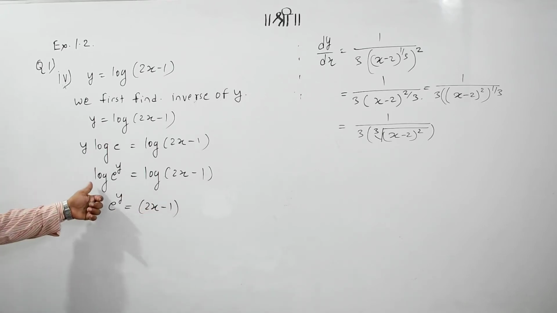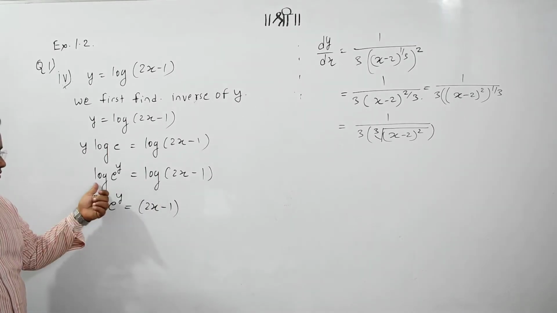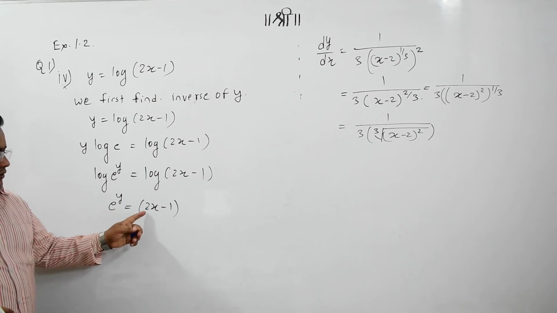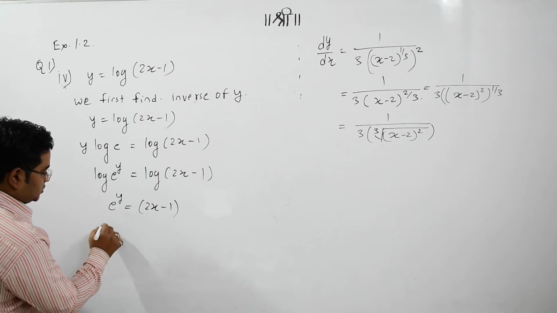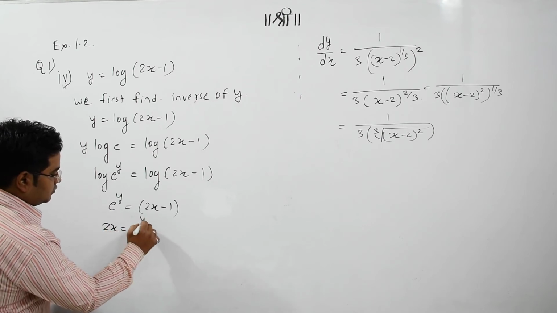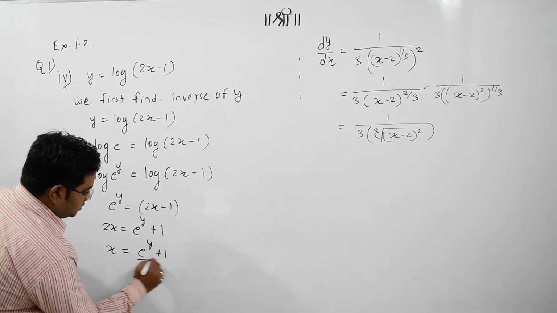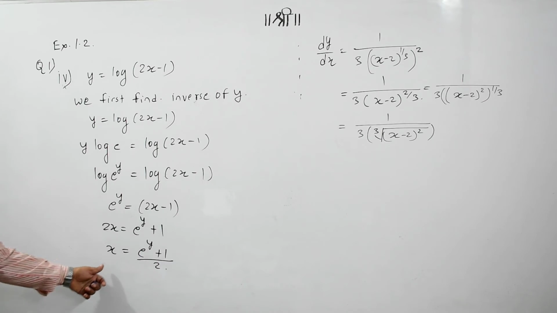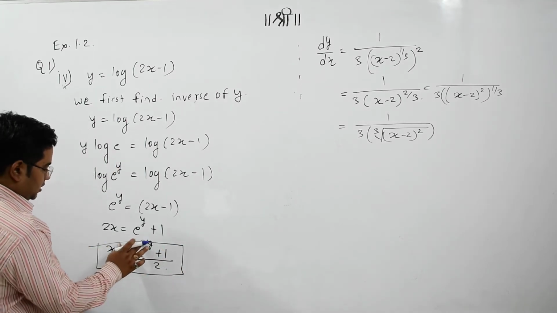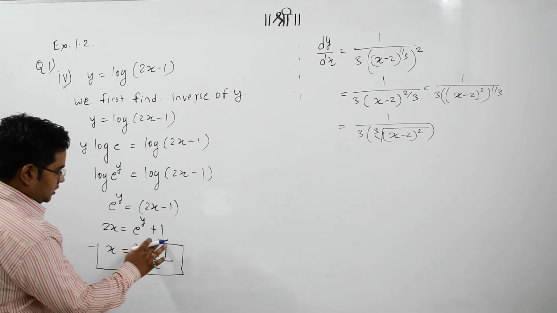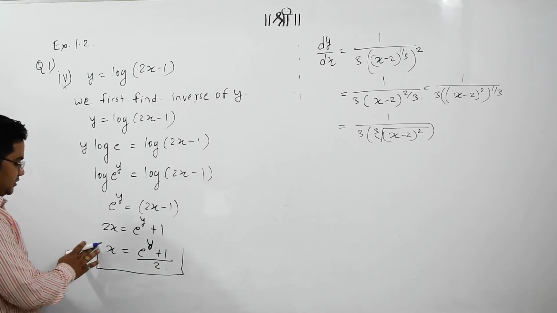Removing log on both sides, we focus on this particular point, we get e raised to y equal to 2x minus 1. Now next step: 2x is equal to e raised to y plus 1, and x is equal to e raised to y plus 1 divided by 2. Very interesting equation we got. Now you can see how much trouble we are having up to this point to convert it into inverse. This is not that easy as we were thinking.